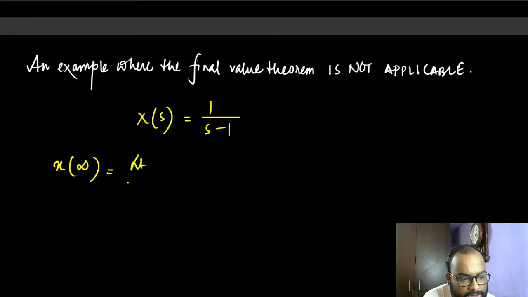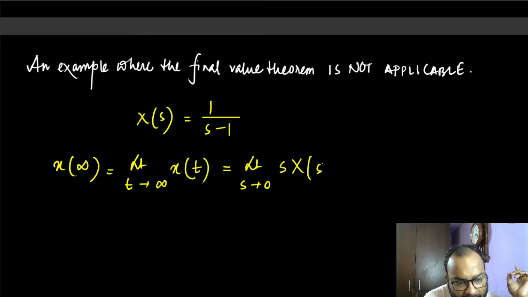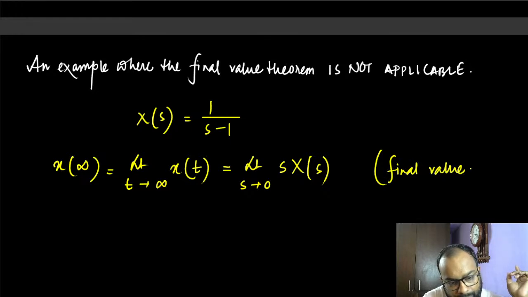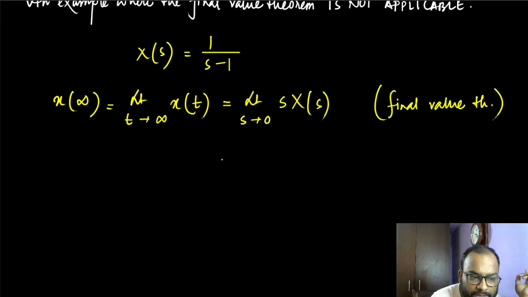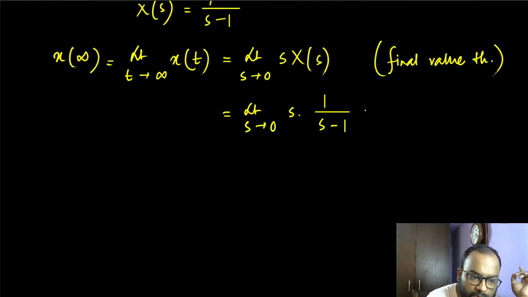x(infinity) is of course the limit as t tends to infinity of x(t). But let's apply the final value theorem. If I apply the final value theorem, it's going to be the limit as s tends to 0 of s times X(s), right? This is from the final value theorem. So let's calculate that value. The limit as s tends to 0 of s times 1 by (s minus 1). We are putting s equal to 0.